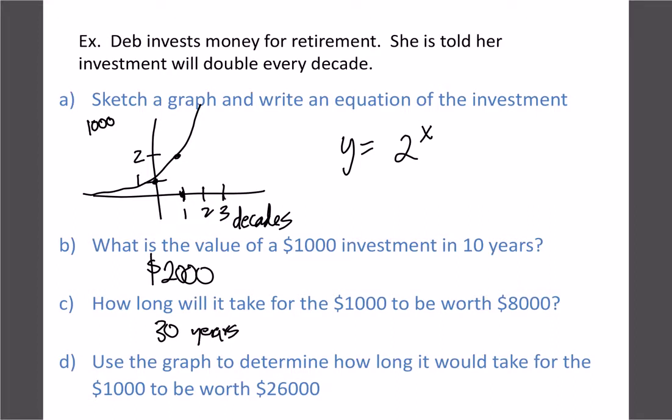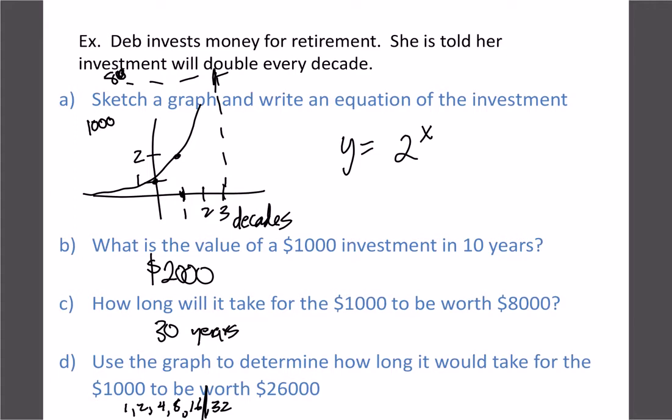Okay, or like I said, we could use the graph and see where 8,000 lines up, and it should be at 3 decades. And our last one is, how long would it take for it to be worth 26,000? So if we continue, it'd go from 1,000 to 2,000 to 4,000 to 8,000 to 16,000 to 32,000. So you can see it's going to be somewhere in between the 16 and the 32,000. The easiest way would be just use your graph, trace along to see when our y value is roughly 26, and we should get our answer from there.